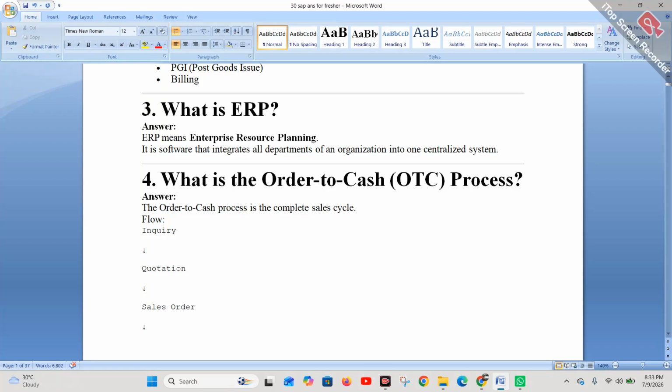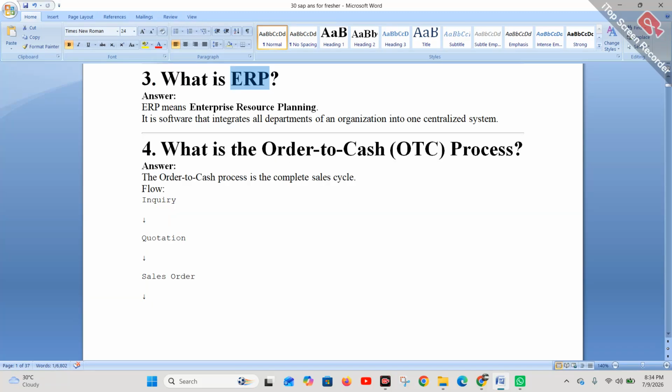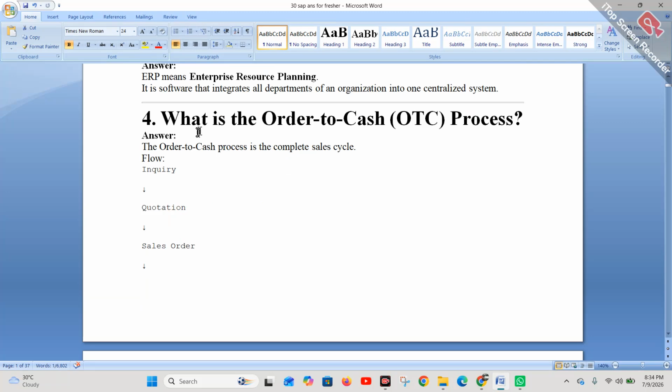Next question, what is ERP? ERP stands for Enterprise Resource Planning. It is an entire software package which is designed especially for business processes like order placement, invoicing, inquiry and billing. It is software that integrates all the departments of an organization into one centralized system, that is known as the ERP.